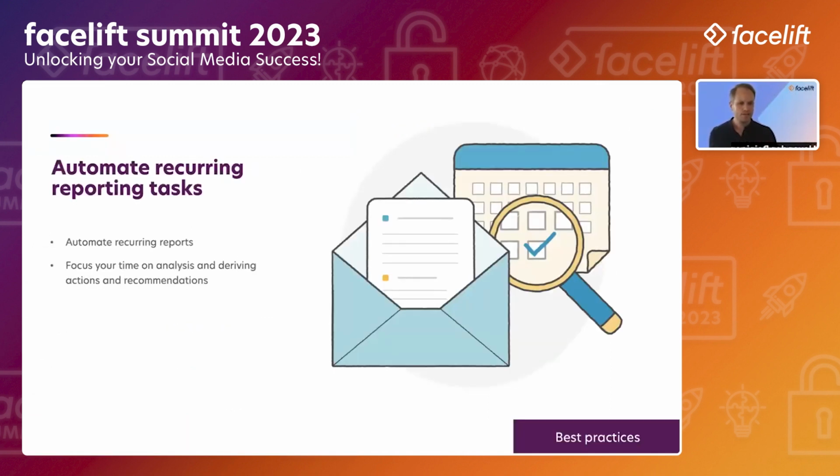Automate recurring reporting tasks. We had it before. That's an easy win in terms of your personal time, to invest it somewhere else.